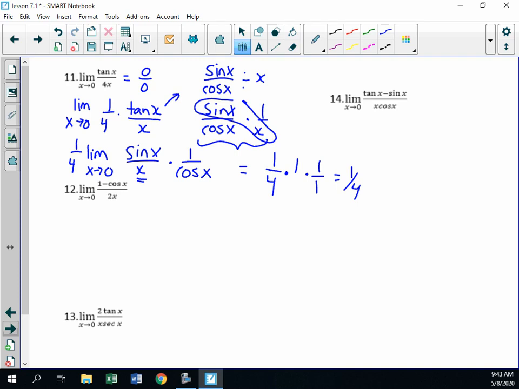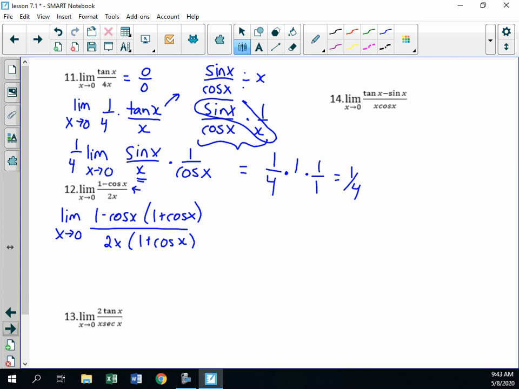Okay, so again, just knowing your identities really does help with these, and I know these can be kind of hard, so definitely take it slow. Here, we have that situation that we can't simplify, so we have to use our conjugate. So we have the limit as x approaches 0 of 1 minus cos of x times 1 plus cos of x. What we do to the top, we do to the bottom.